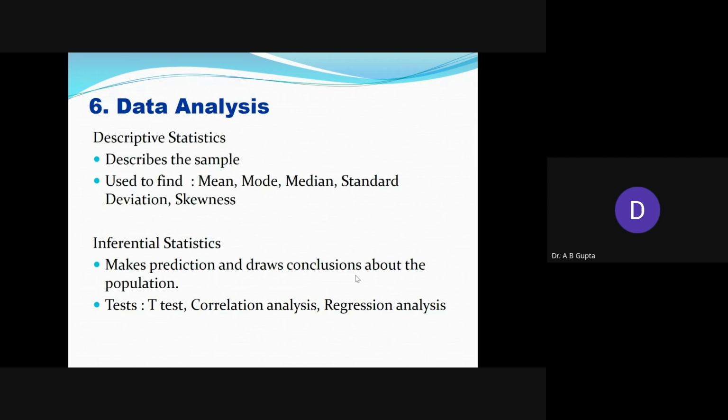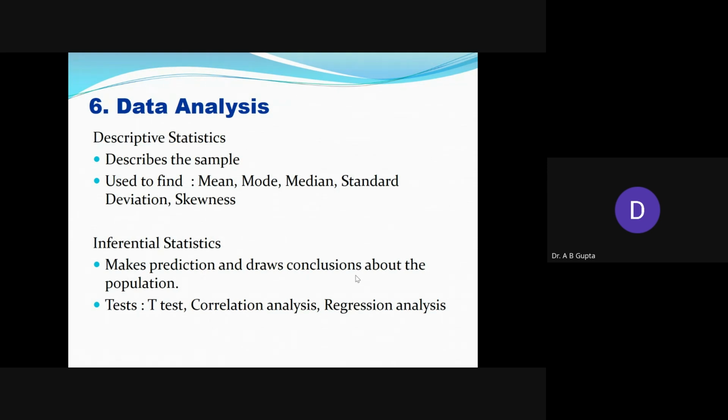Broadly speaking, there are two ways. If you are talking about quantitative data, there are two methods. One is descriptive statistics, and the other one is inferential statistics. So broadly, two ways in which you can analyze your data. One is descriptive statistics, and another is inferential statistics. Descriptive statistics is actually describing the sample.